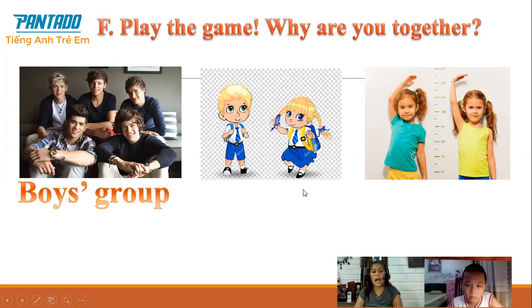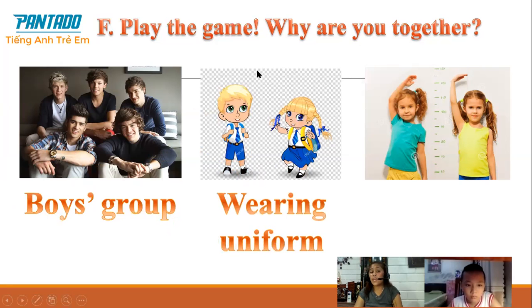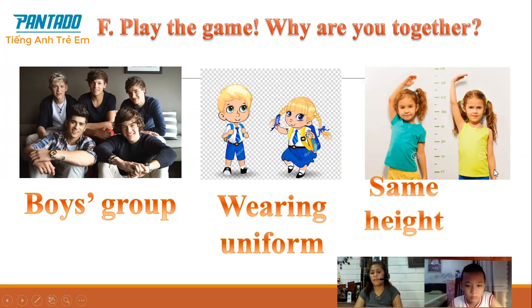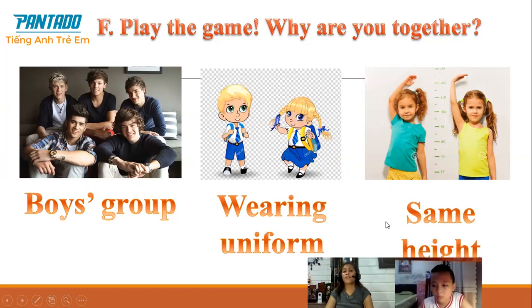Okay. Now, this is boys group. Wearing uniform. Same height. Okay. Again, they are together because they are boys group. Second, they are together because they are wearing uniform. Next, they have the same height.